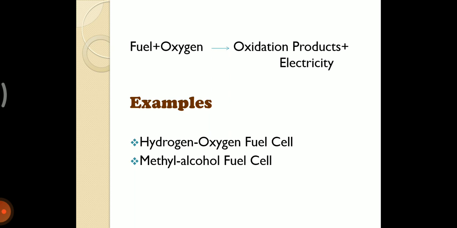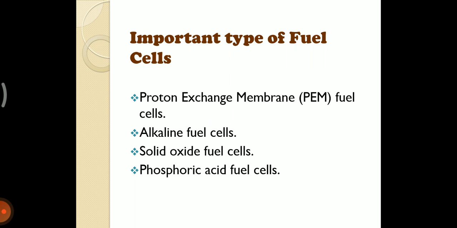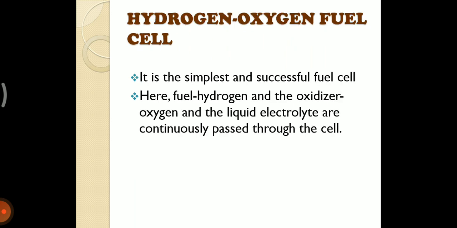The main types of fuel cells are the hydrogen oxygen fuel cell and the methyl alcohol fuel cell. Other types are the proton exchange membrane fuel cell, alkaline fuel cell, solid oxide fuel cell, and phosphoric acid fuel cell. Here we discuss the hydrogen oxygen fuel cell, because it is the simplest and most successful fuel cell. Hydrogen is used as the fuel, oxygen as the oxidizer, and liquid electrolyte is continuously passed through the cell.